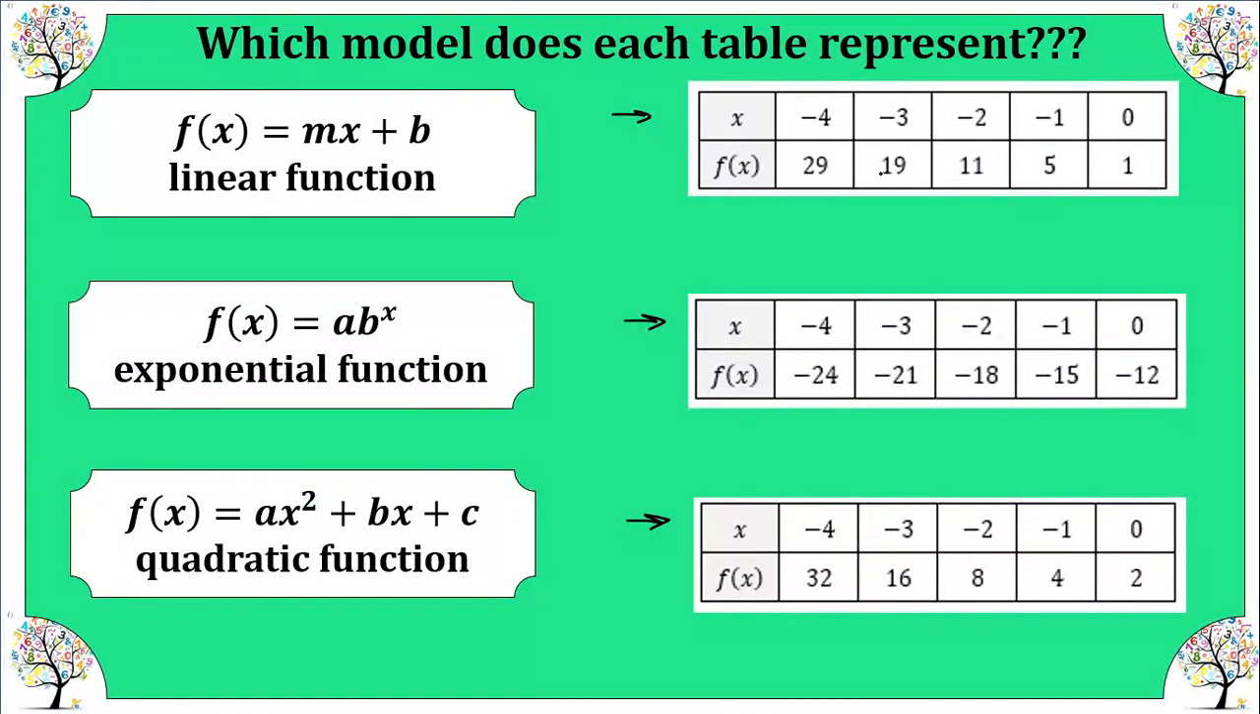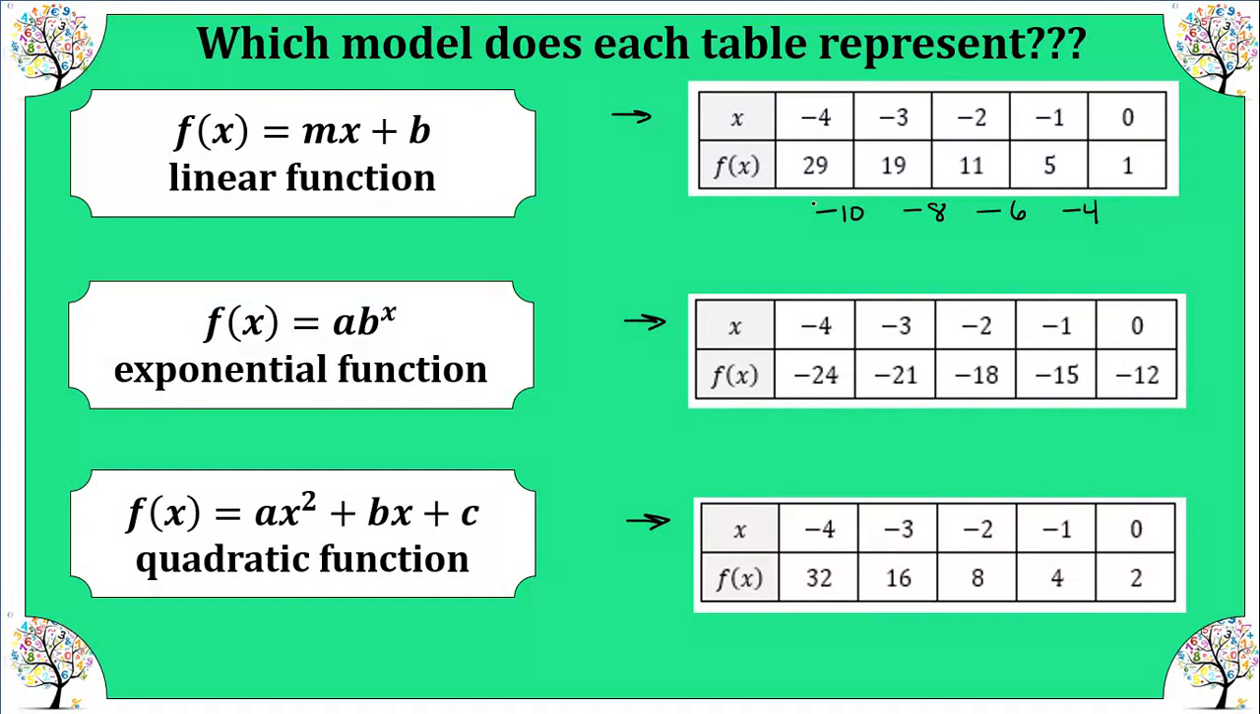From 29 to 19, we see that there is a difference of -10. From 19 to 11, we can see there is a difference of -8. From 11 to 5, we are going down 6, and from 5 to 1, we're going down 4. We can see there's not a constant rate of change. We are not multiplying by a common ratio, so this is neither linear nor exponential.